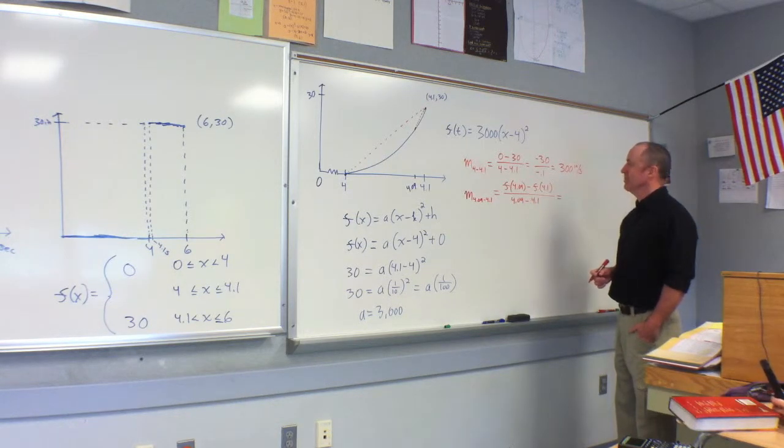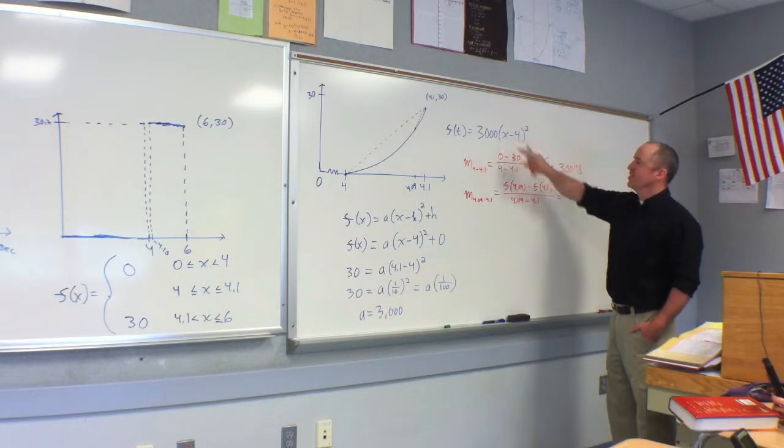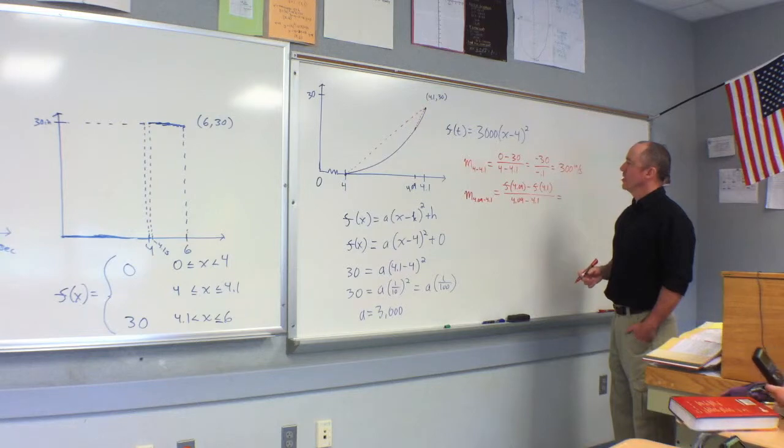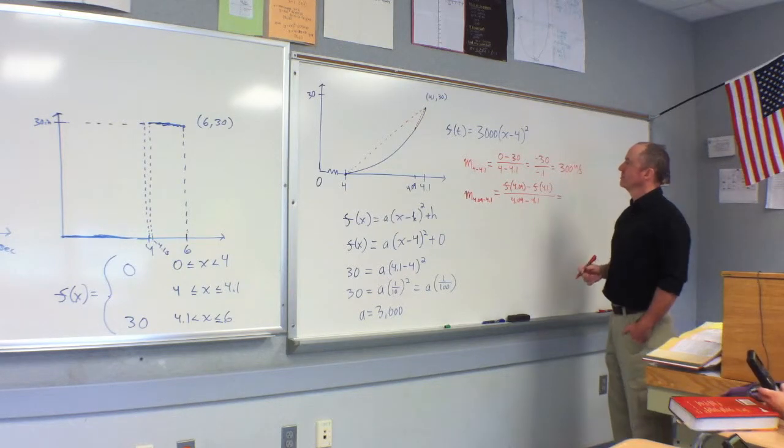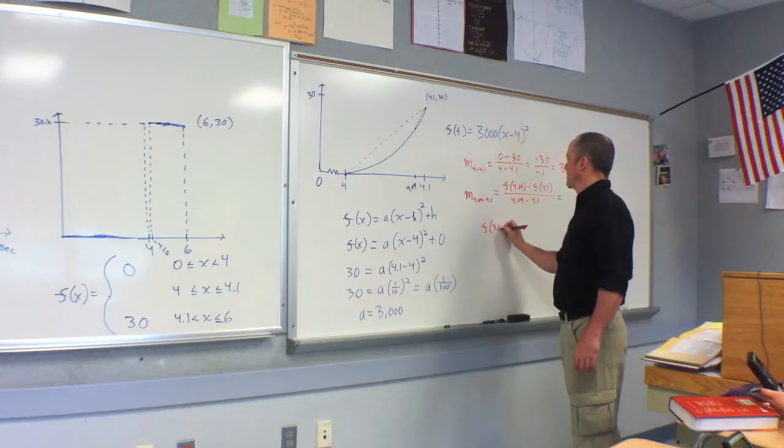Right. Well, what are we plugging in? We plug 4.09 into our function. Well, what's 4.09 minus 4? Yeah, we can get a little further with this without the calculator.